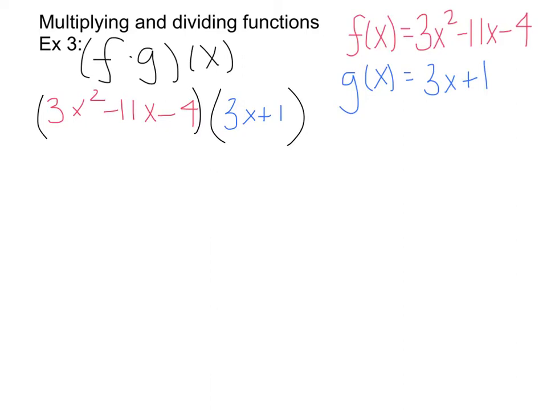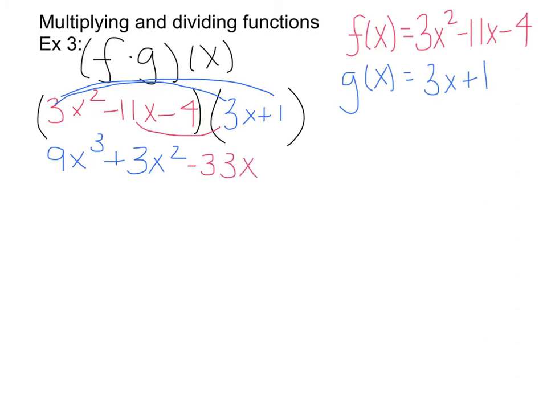Okay, so that means we need to FOIL this. We take 3x squared and multiply it by 3x, and that gives me 9x cubed. Then we take 3x squared and multiply it by positive 1, and we get 3x squared. Then we take minus 11x and multiply it by 3x, and we get negative 33x squared. Negative 11x times 1 gives me negative 11x. Last, take negative 4 and multiply it by 3x, and we get negative 12x. And then we take negative 4 and multiply it by 1, and we get negative 4.